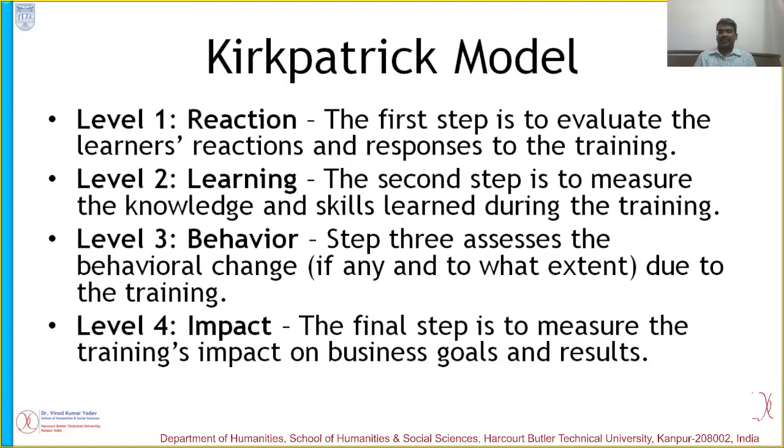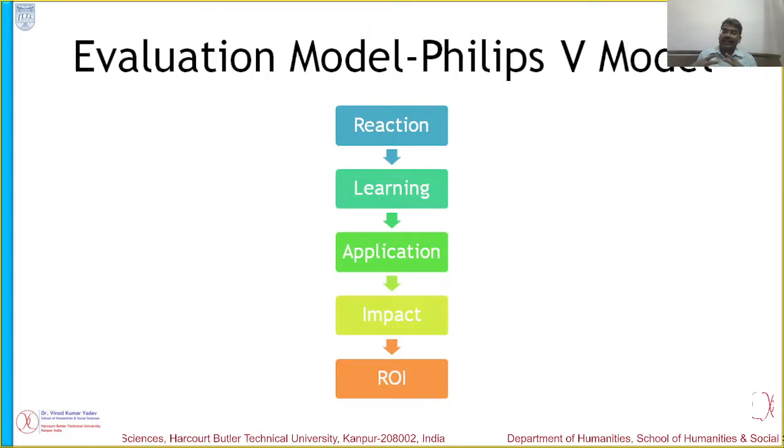Then the second stage, once they are ready to accept the training, you can measure to what extent their knowledge or skill is upgraded. So reaction, learning, behavior and impact are the four basic levels of evaluation suggested by Kirkpatrick, whereas the Phillips V model talks about more. Altogether, we are not able to discuss the detailed Phillips V model, which we will try to provide in the form of pictures and so on.